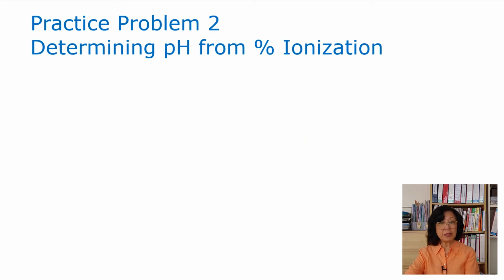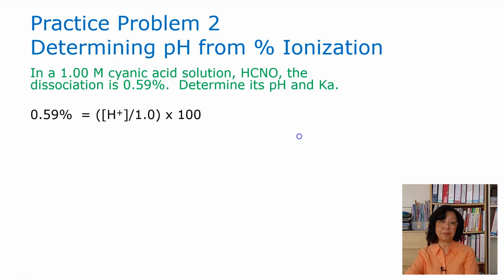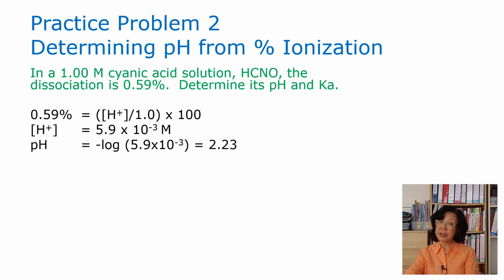Determine the pH from percent ionization in a 1 molar cyanic acid, HCNO, dissociation 0.59%. Determine the pH and Ka. So this time, we go from the percent ionization to figure out the concentration of the hydrogen ion in the original 1 molar solution. That's determined to be 5.9 times 10 to the minus 3 molar. Therefore, the pH based on that is 2.23.